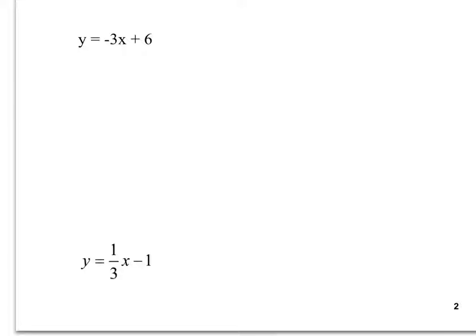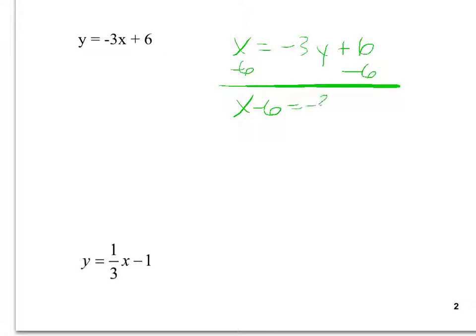You switch x and y. So now we have x equals negative 3y plus 6. And then we solve for y, so we'll subtract 6 from both sides. x minus 6 equals negative 3y. Divide by negative 3. And so your inverse is y equals x minus 6 over negative 3.